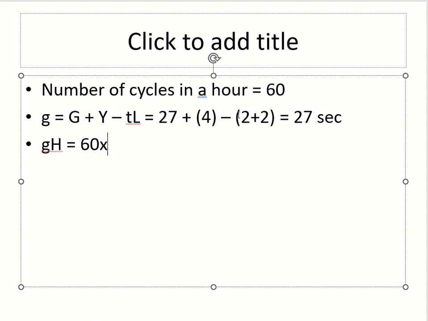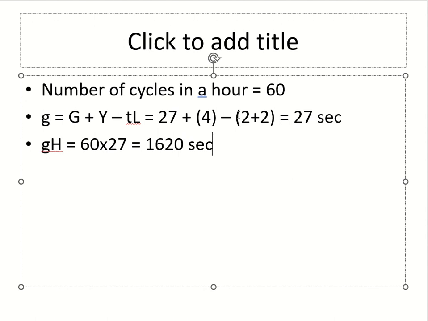So 60 into 27. 60 is the number of cycles you have, and 27 is the effective green in one cycle. Got it? How much? 1620. This is the number of seconds of effective green in 1 hour.